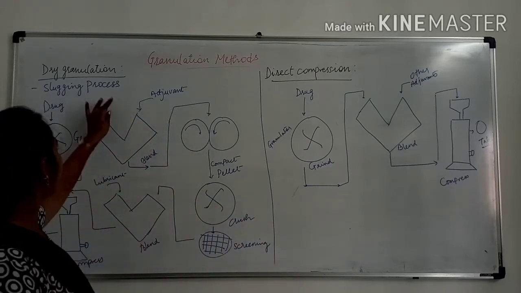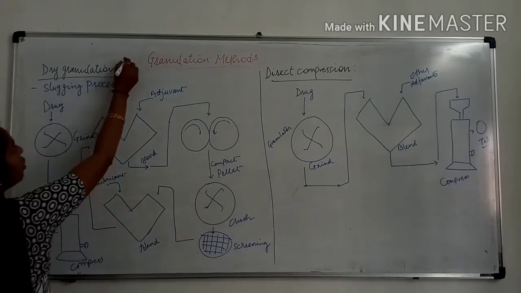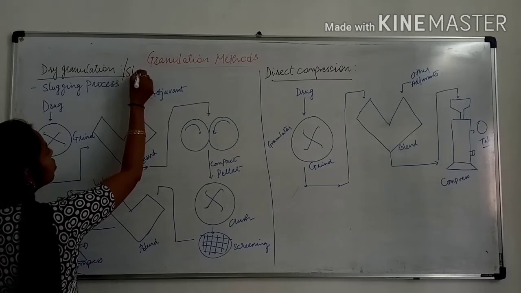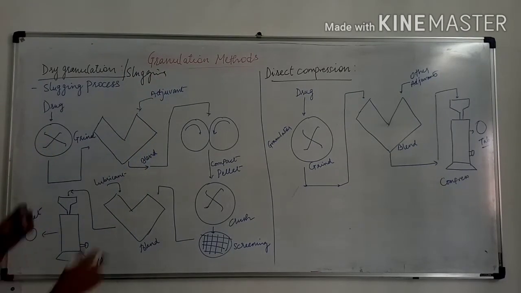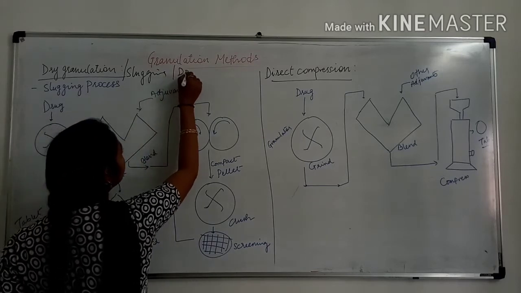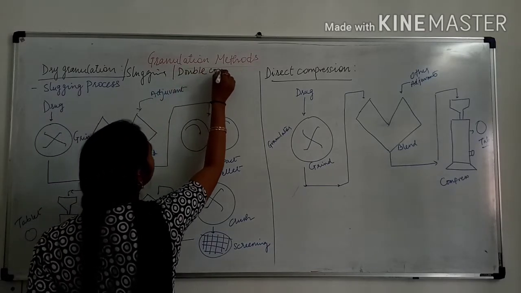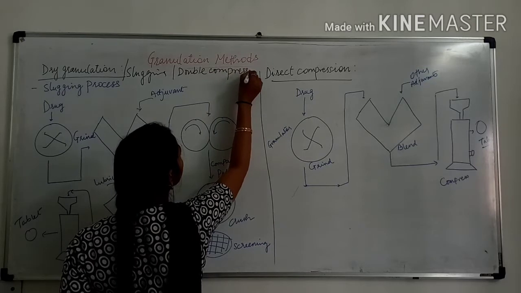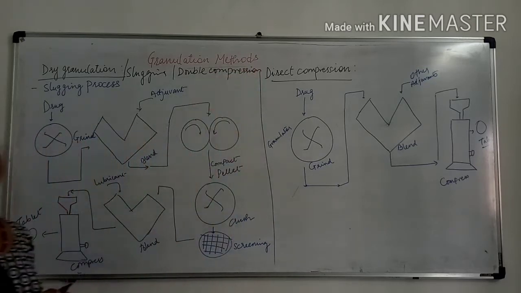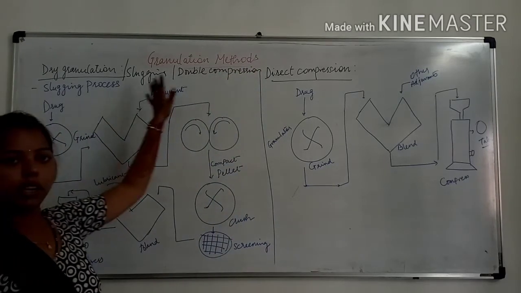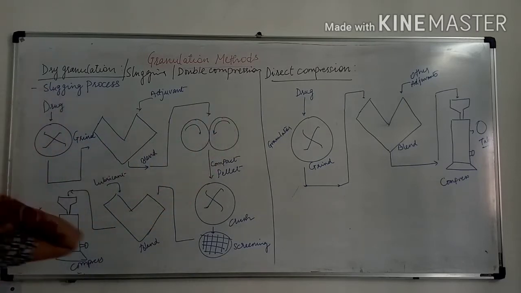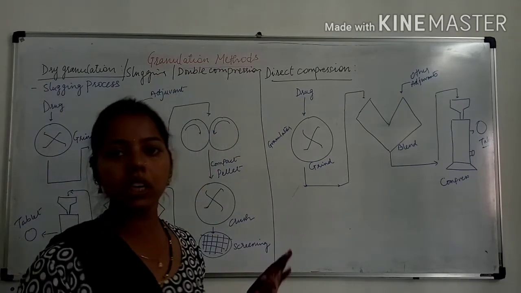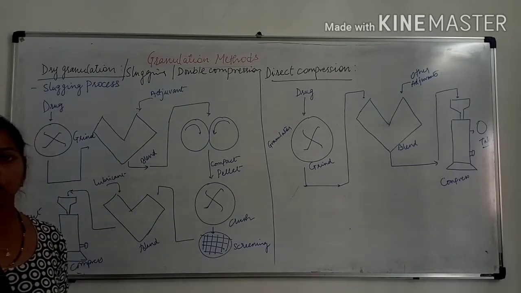This dry granulation technique is also known as the slugging process, or the double compression technique. It is also known as slugging and double compression technique. So, what is the difference between the wet granulation and dry granulation technique?